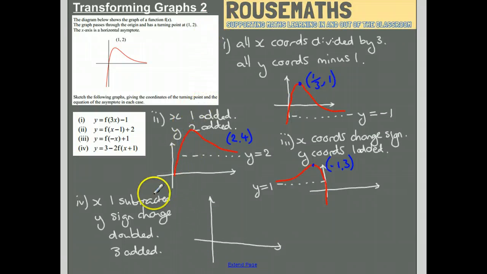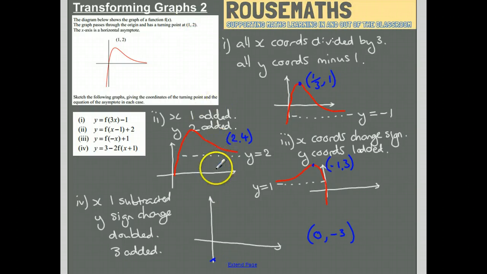So let's just first of all deal with our turning point. So for the x coordinate, 1 will be subtracted, so that will go to 0. For the y one, first of all we need to change the sign to -2, then it's going to be doubled to -6, and then it has 3 added, so it ends up at -3. With more complicated ones it can be easier to find that point first. So you've got 0, -3.